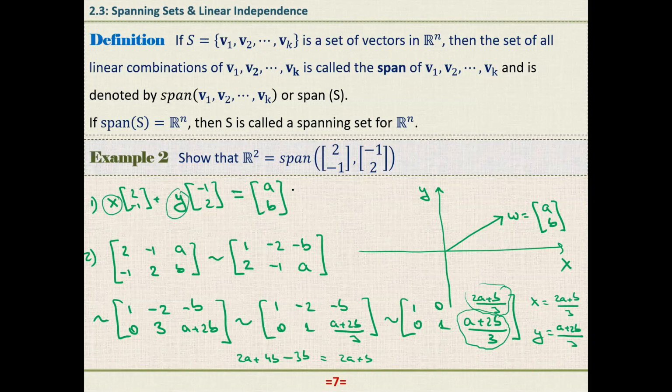That means that the span of these two vectors, 2 and -1 and -1 and 2, is equal to R2. It means that all the linear combinations of these two vectors fill this two-dimensional space. Okay, so this is what it means. So if we say that the span of S equals Rn, then S is called the spanning set for Rn.